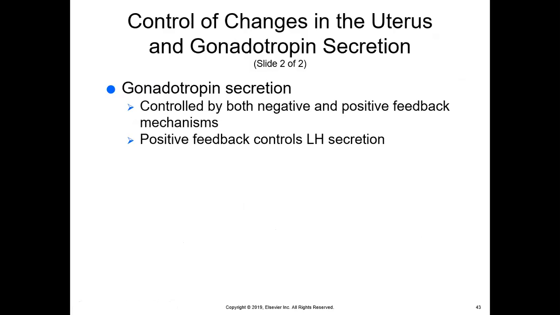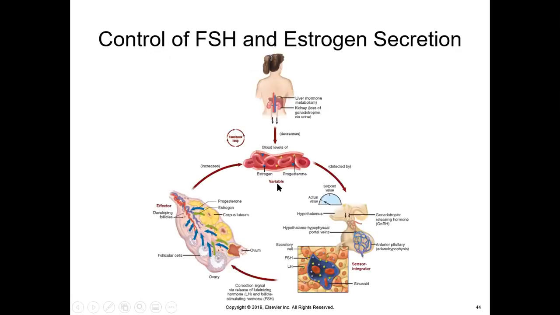And then the gonadotropin secretion, which is the LH and the FSH that's produced by the anterior pituitary, is controlled by both negative and positive feedback mechanisms, which I'm not going to go into the specifics of. And this just talks about that whole sequence.